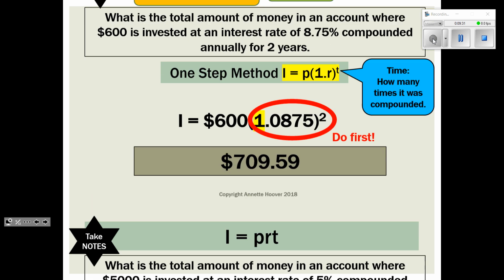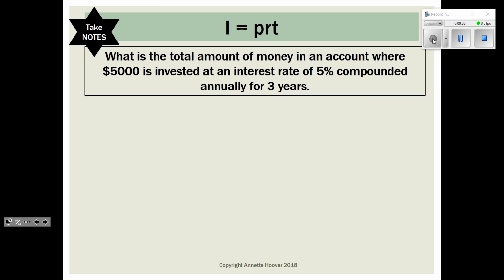Let's try another one. What is the total amount of money in the account where $5,000 is invested? That's your principal. Rate of 5%, convert to a decimal. Compounded tells me that I'm not using the simple interest. I'm using our new equation for compound interest for 3 years. So do you remember what that equation looked like? Okay?